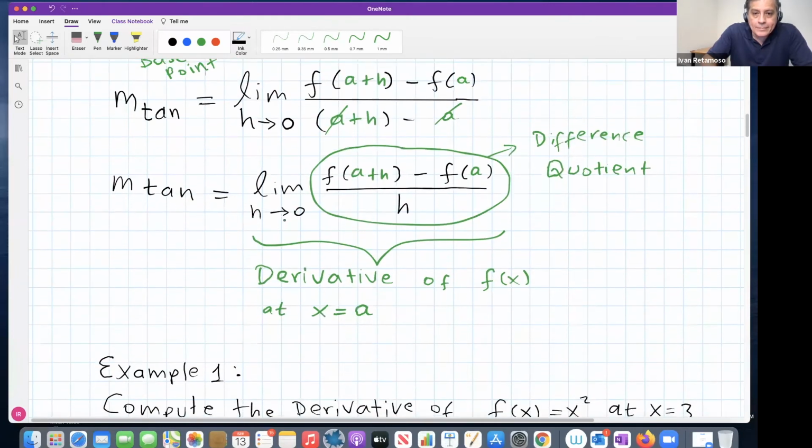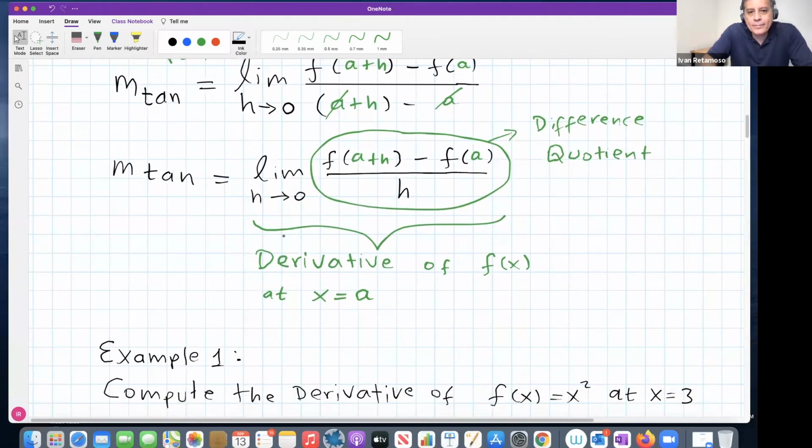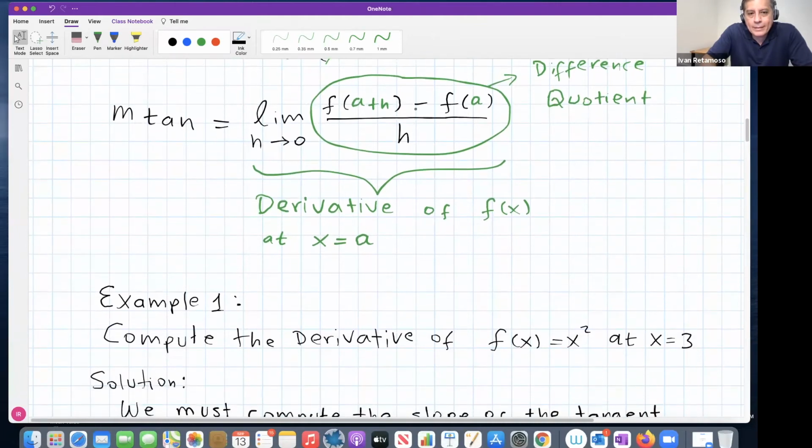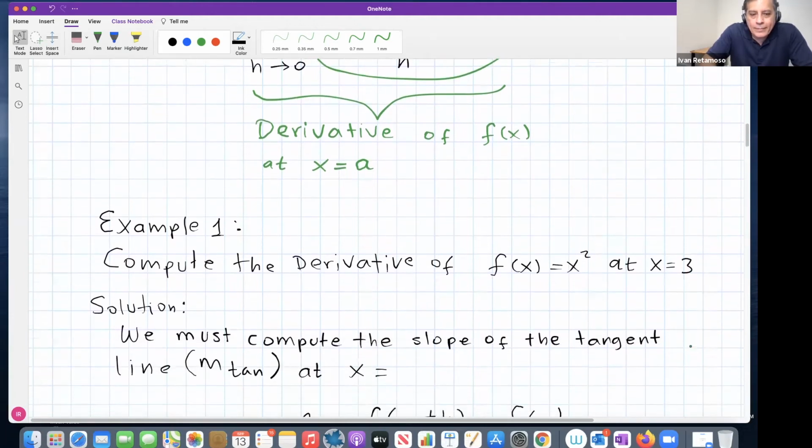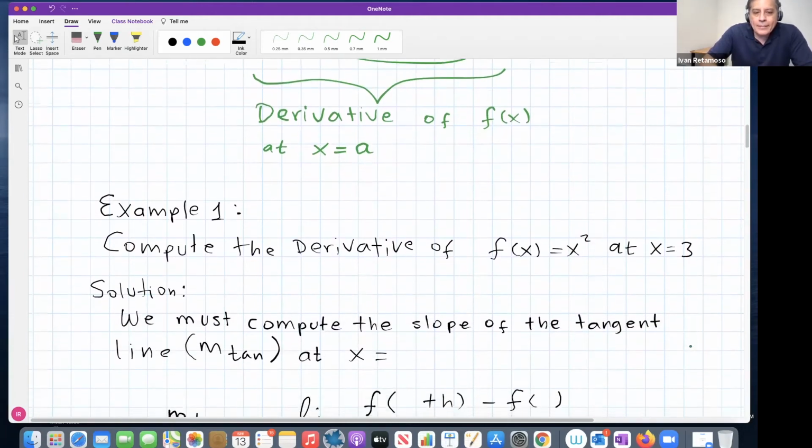All right, so now let me show you how, using limits and using this definition for the derivative, we can actually compute the derivative of a function such as this, f of x equal x squared, at some input value, x equal 3 in this case. Solution: we must find the slope of the tangent line, m tan, at x equal 3, our base point, right?